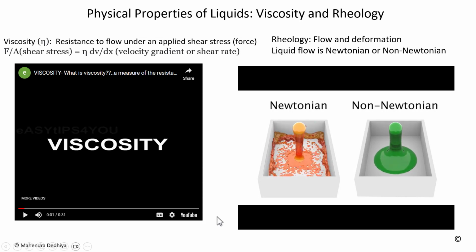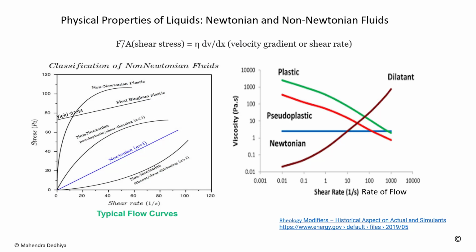We will now look at the graphs of Newtonian and non-Newtonian fluid. Shear stress, F divided by A, force over unit area, is proportional to the velocity gradient or shear rate. Shear rate or velocity gradient is measured in 1 over time unit. For Newtonian fluids, as we increase shear stress, shear rate proportionately increases.